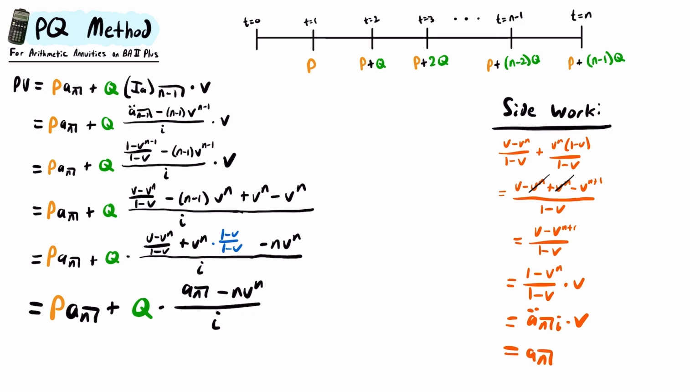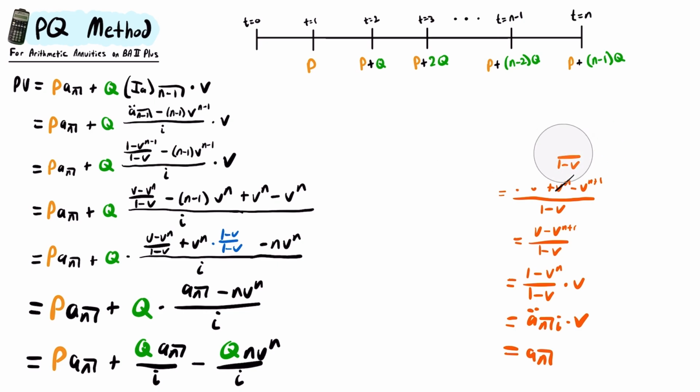What our goal is going to be is to combine the terms of this expression that involve this annuity immediate notation. So what I'm going to do is multiply Q into the numerator of this expression, and then split up the numerator and have two terms. We'll have Q times a n bracket divided by i minus Q times n v to the power of n divided by i. All right, so that looks like this. We'll have P times a n bracket plus Q times a n bracket divided by i minus Q times n v to the power of n divided by i.